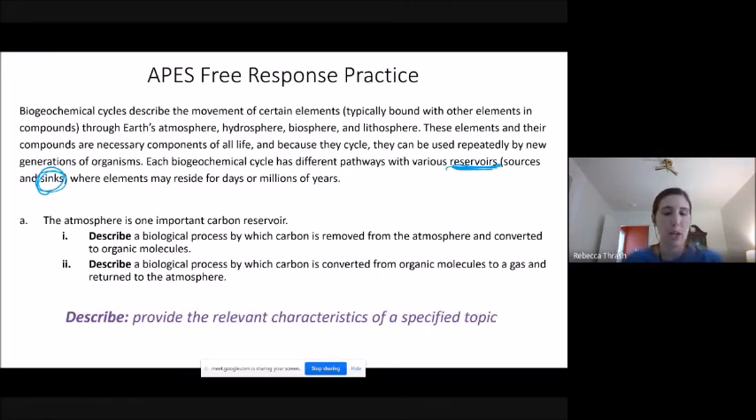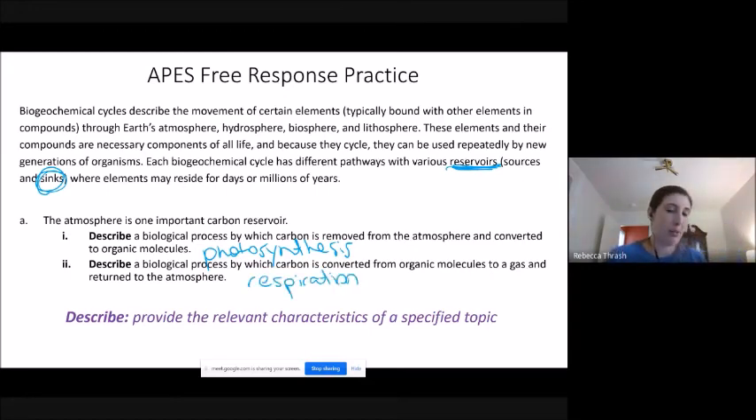This is a task verb. What they want you to do is to provide relevant characteristics of a specified topic. So I'm sure we can go ahead and identify what they want us to do here. So like taking carbon and converting it to organic molecules, oh, that's for sure photosynthesis, right? That's identifying the process. And in 2, well, this is respiration.